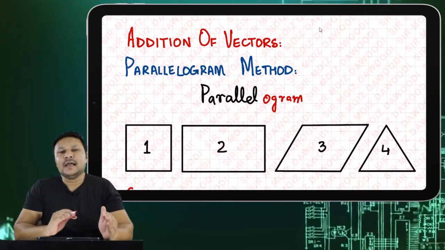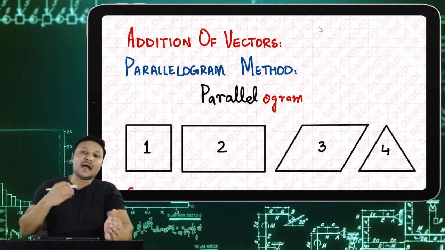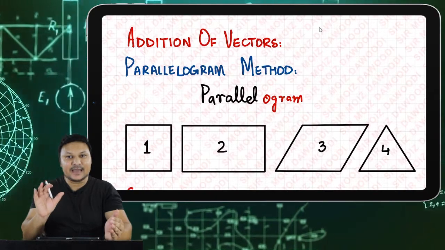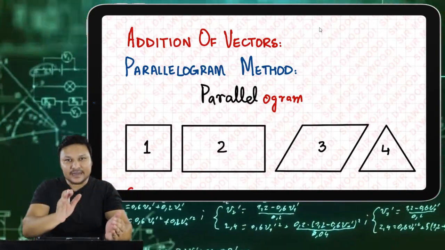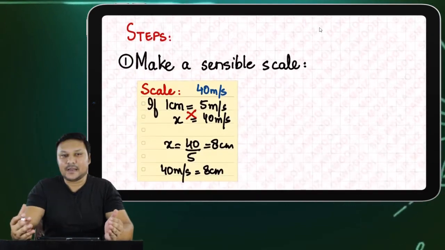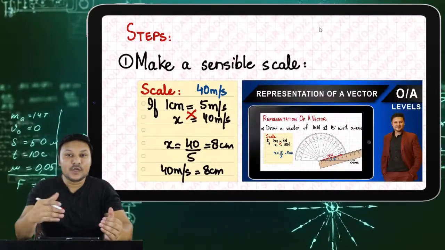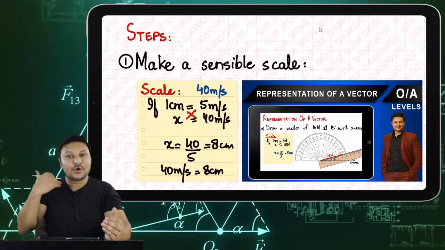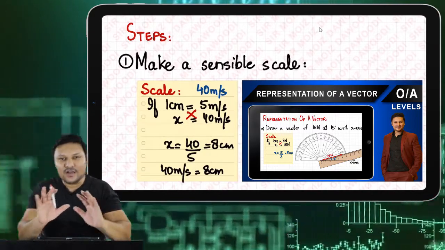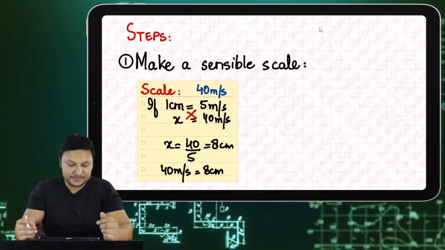So if you add two vectors using parallelogram, you will end up having the final image as a square, a rectangle, or a slanted rectangle. Now, first step is to have a sensible scale. I have made a whole dedicated video about how can you make your own sensible scale, and you should watch this video if you have any misconception about the scaling in your mind.